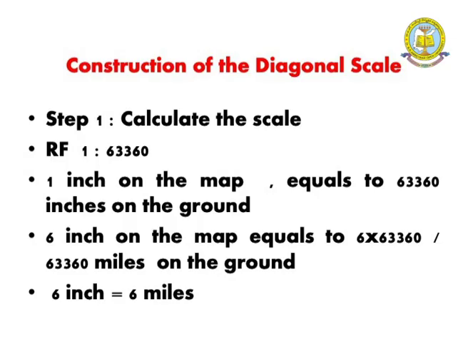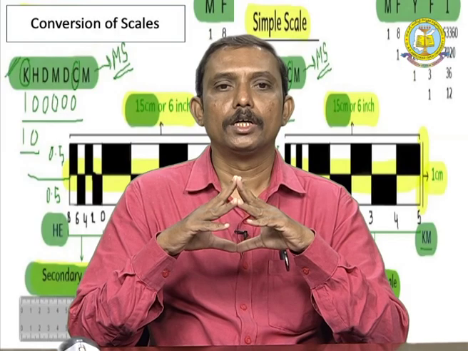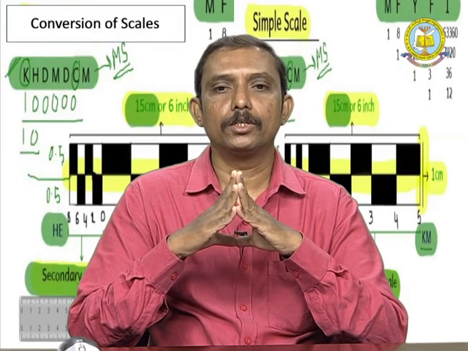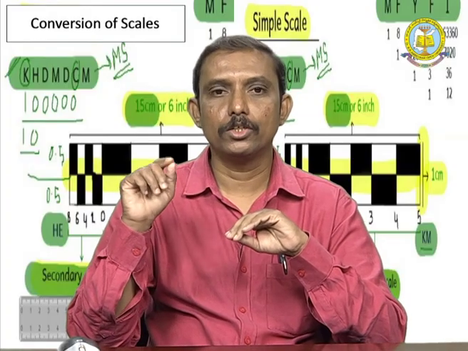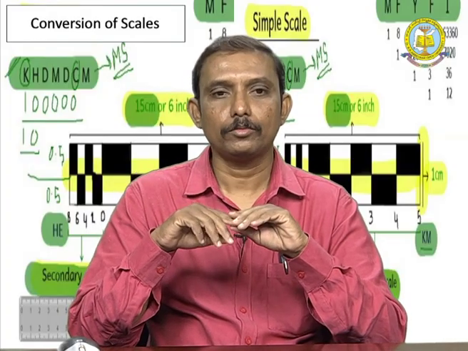In the construction of the diagonal scale, first we have to calculate the scale. For the calculation of the scale, we require the RF value. The RF value they have given is 1 by 63,360. It means 1 inch on the map equals 63,360 inches on the ground.